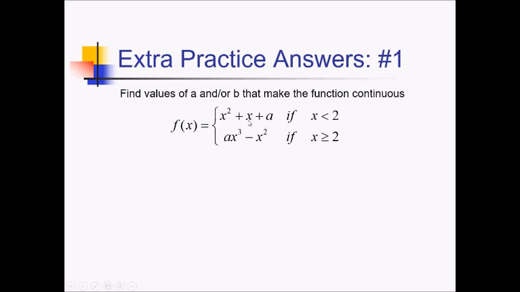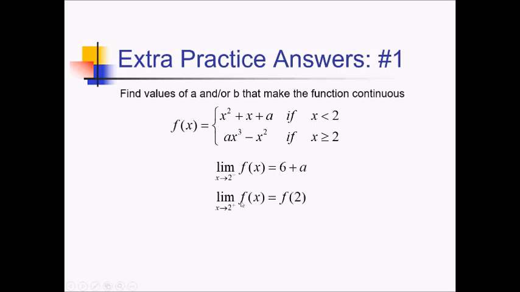So if we were trying to prove that this already was continuous, we would find the left and the right side limit to establish that the limit exists. So we need the left side limit at x equals 2, and for that we're going to use the x less than 2 rule. So finding the left side limit at 2 here, that's going to be 2 squared plus 2 plus a, which is going to be 4 plus 2, so that's 6 plus a.